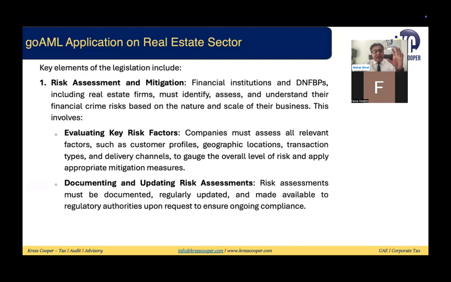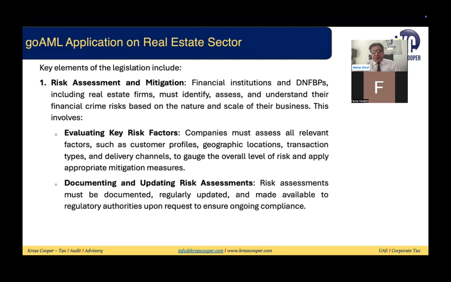Basically, you need to do the risk assessment of the customer to make sure you are not dealing with those customers who are involved in money laundering. And if someone is involved, and you believe there's a suspicious transaction, a chance of money laundering, you need to report this transaction to the Financial Intelligence Unit of the UAE.